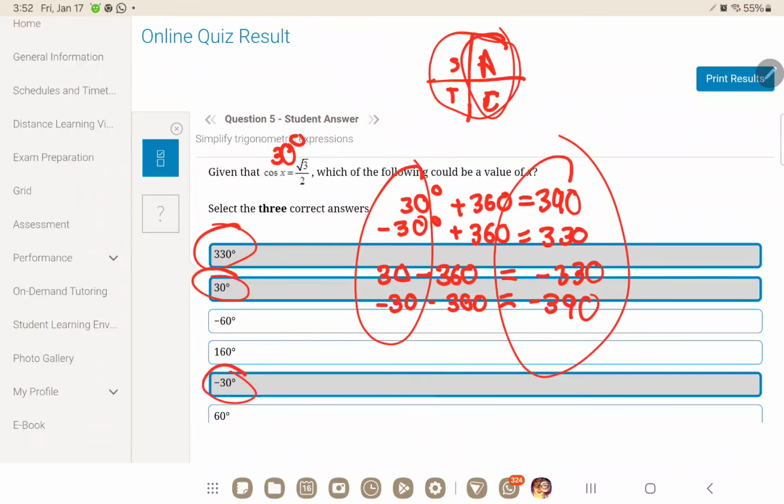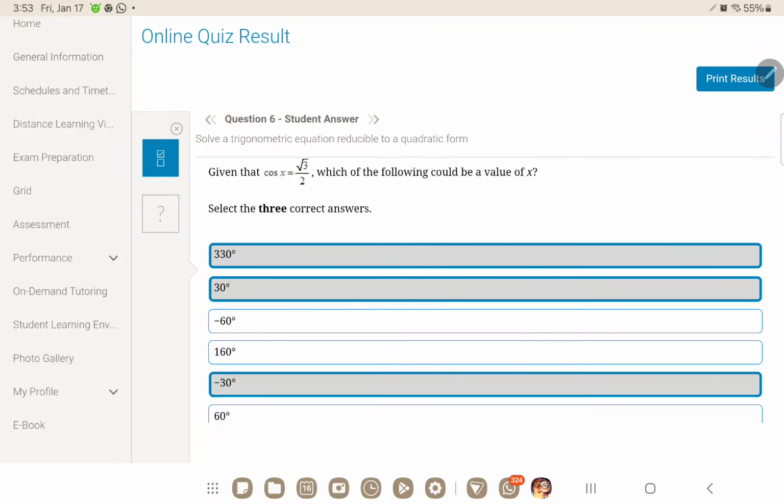So always, when it's cosine or secant, it's the angle and the negative of the angle. So if it's 30, you always have to have the negative 30. If you had 330 as one of them, then you'd also have negative 330. It's always like this. And by the way, 360 can be 2 times 360, because it keeps repeating. But yeah, now, moving on to the next question.